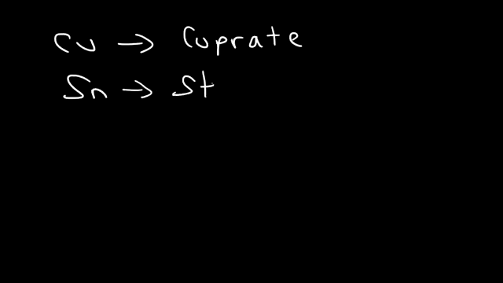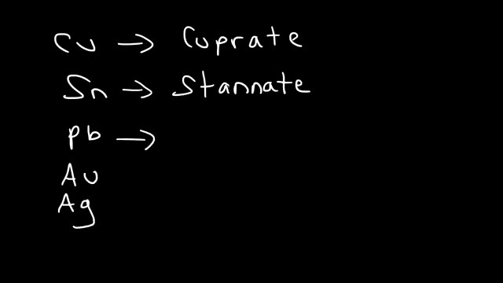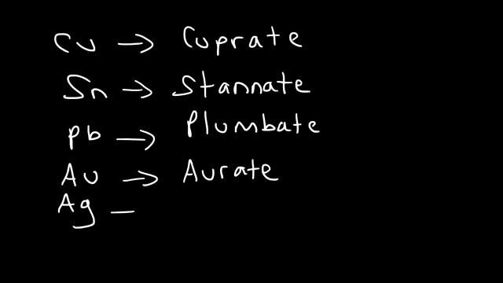Now, just in case you encounter these elements, you need to know the Latin name for it. So if you see Cu, the Latin name is cuprate. And if you see Sn, stannate. Now, what do you think the Latin names for these elements are? Pb, lead, gold, and silver. So for lead, it's going to be plumbate. Au, aurate, and Ag, argentate. And so those are some other Latin names for other elements that you may encounter.